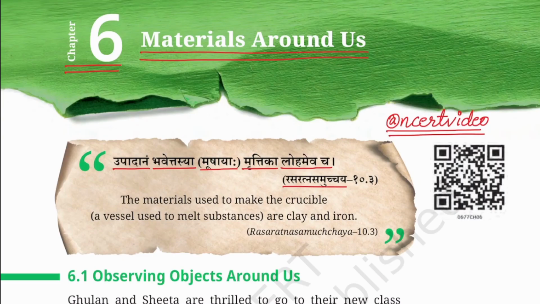Rasaratna Samuccaya 10.3. The materials used to make the crucible, a vessel used to melt substances, are clay and iron.